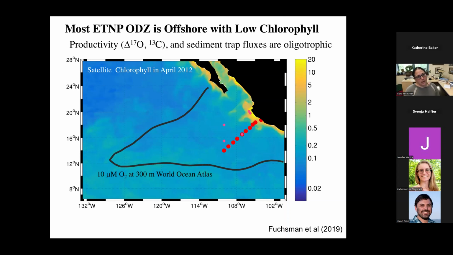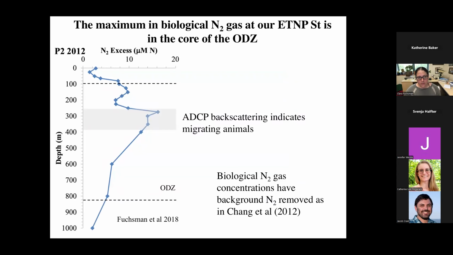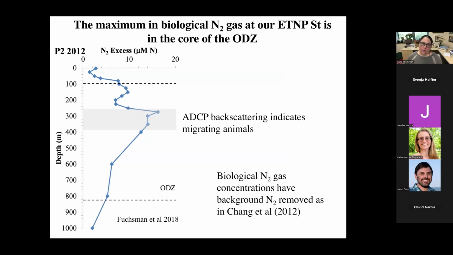So here is satellite imaging of the Eastern Tropical North Pacific, and most of the ETNP is offshore with low chlorophyll. This black line is the oxygen deficient zone, and you can see that most of it is in surrounding blue water. And productivity offshore is really low, and sediment trap fluxes are all at oligotrophic levels.